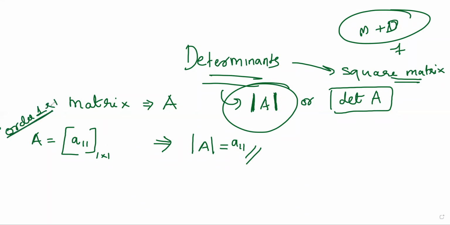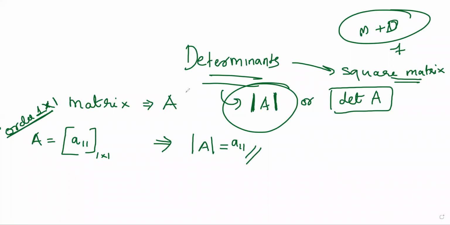This is for order 1, a square matrix of order 1. Is it clear? That means if I am finding the determinant of a matrix which has only one element, the element itself is the answer. Got it, all of you?